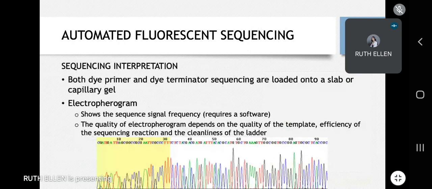Okay? So, for the sequencing interpretation, both dye primer and dye terminator sequencing are loaded onto a slab or capillary gel. Okay, so we use an electropherogram, no, to interpret. So it shows the sequence signal frequency, which requires a software para ma-interpret niya kung ano yung peak na wavelength present. Okay, so the quality of the electropherogram depends on the quality of the template, efficiency of the sequencing reaction, and the cleanliness of the ladder. Okay? So, na-gets class yung automated sequencing.